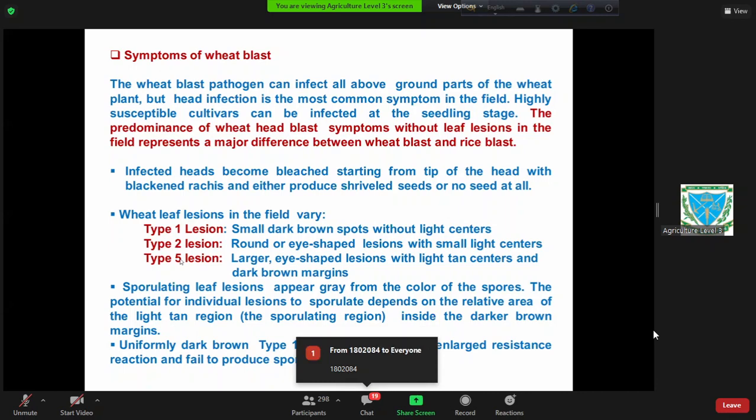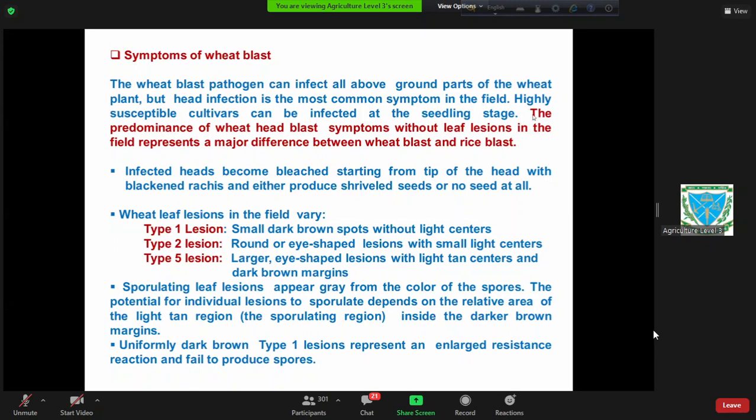And you see, once the fungus starts to produce spores on this type of lesion, it turns gray in color. This type of lesion, especially the type 5 lesion, produces a huge number of spores on that straw color area inside the dark margin. And unfortunately, or you can say, there is no spore formation in case of type 1 lesion.